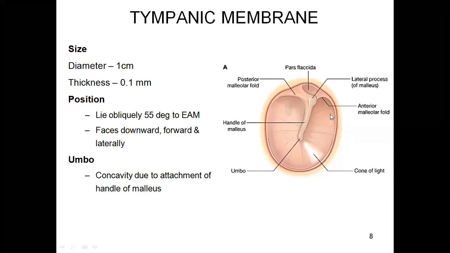So this picture is showing a better clarity of the tympanic membrane. We already saw the diameter and thickness. Now this umbo, the maximum convexity where we have the handle of malleus attached to the tympanic membrane, that particular point is called umbo. So the concavity is due to the attachment of the handle of malleus. Okay, so better you just practice this picture for the tympanic membrane.